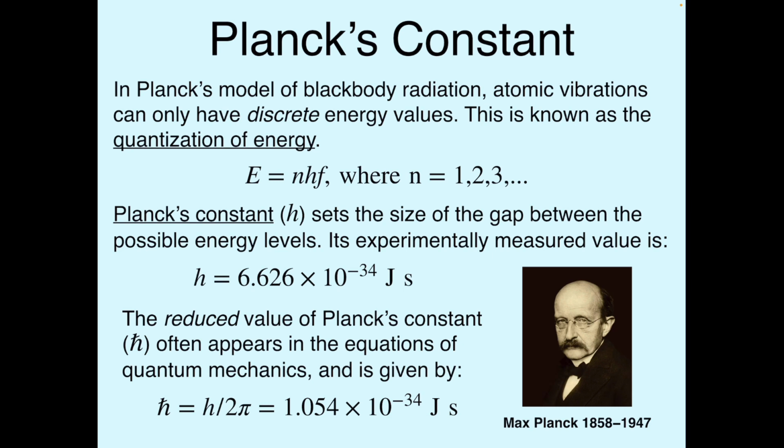Now, in the equations of quantum mechanics, you're often going to see a different value for this constant, called h bar. Okay, h bar is known as the reduced value of Planck's constant. And it's really simple. h bar is just h over 2 pi. So if we take this value of h and we divide out 2 pi, we get h bar. And you can calculate this if you want. It comes out to 1.054 times 10 to the minus 34 joules times seconds. So the equations of quantum mechanics sometimes have h, just Planck's constant, and other times they have h bar, the reduced value. So just know the difference between the two, okay?